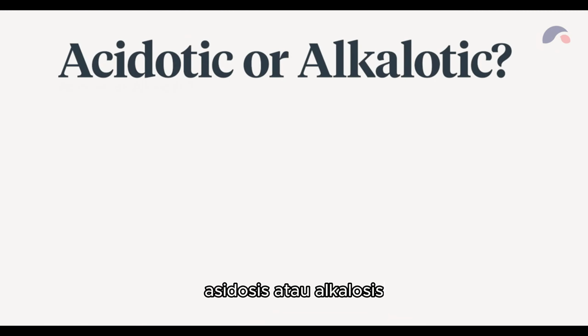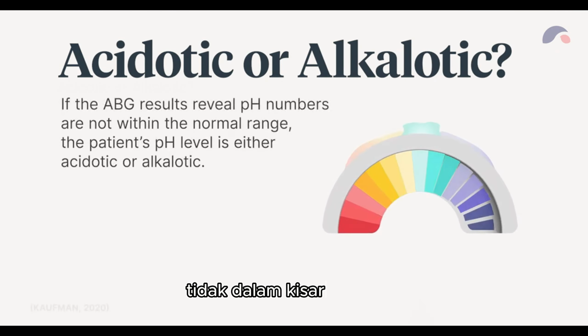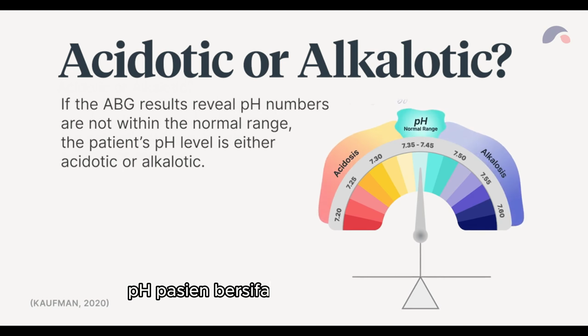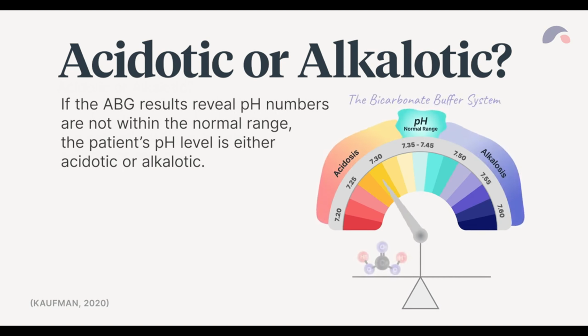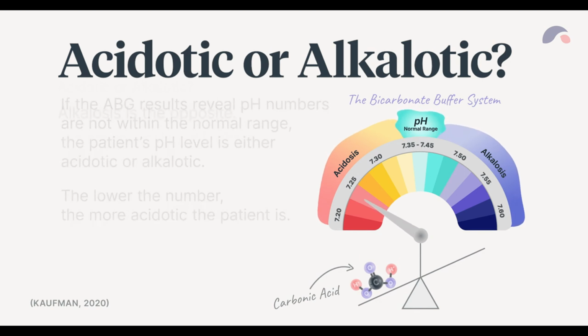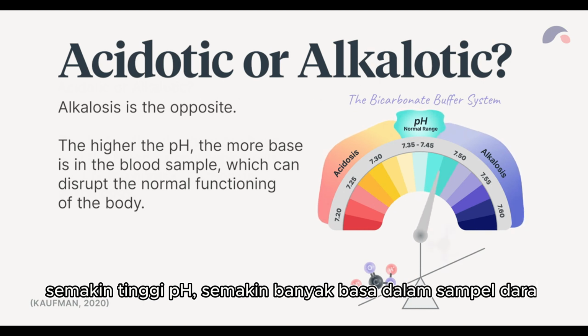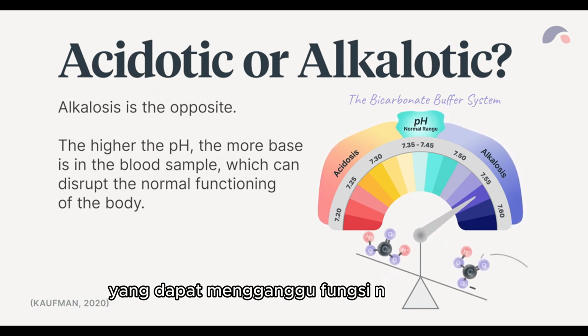Acidotic or alkalotic. If the ABG results reveal pH numbers are not within the normal range, the patient's pH level is either acidotic or alkalotic. The lower the number, the more acidotic the patient is. Alkalosis is the opposite. The higher the pH, the more base is in the blood sample, which can disrupt the normal functioning of the body.